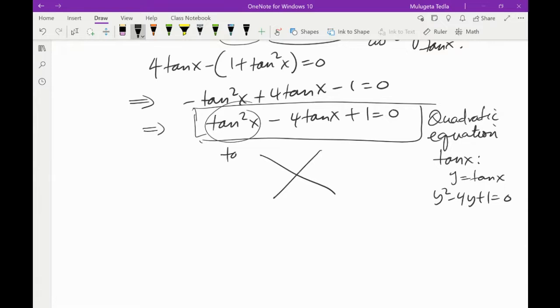Can I factor it? Tan squared is tan x times tan x. Oh, you cannot factor. That's not easy to factor. It's not factorable; you cannot write a product of 1 to give you -4. So what we could do is use the quadratic formula.